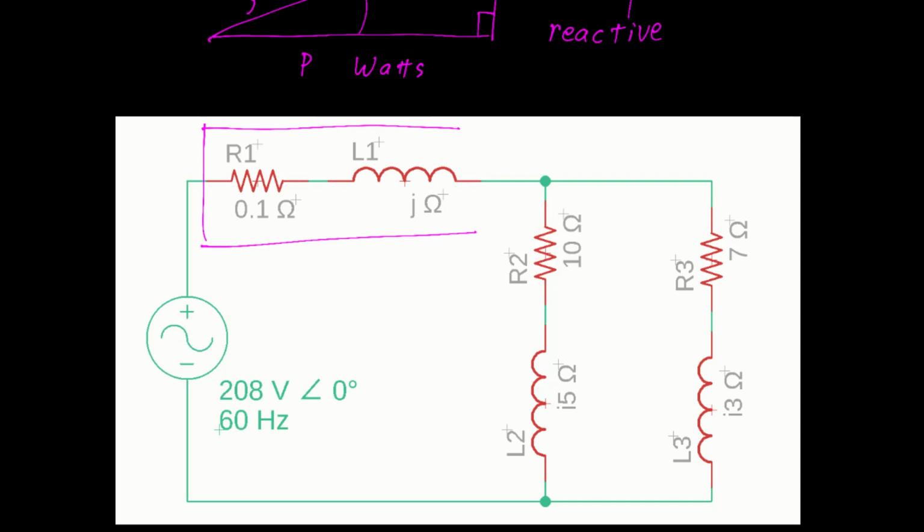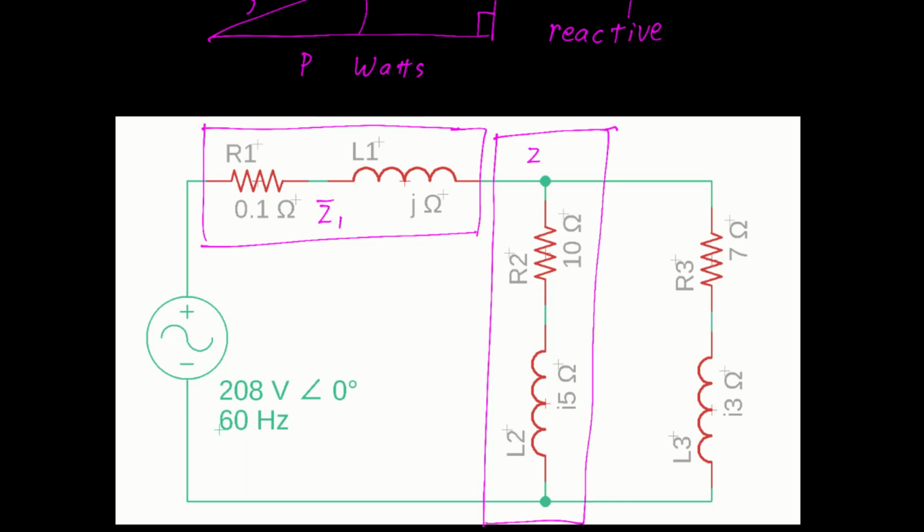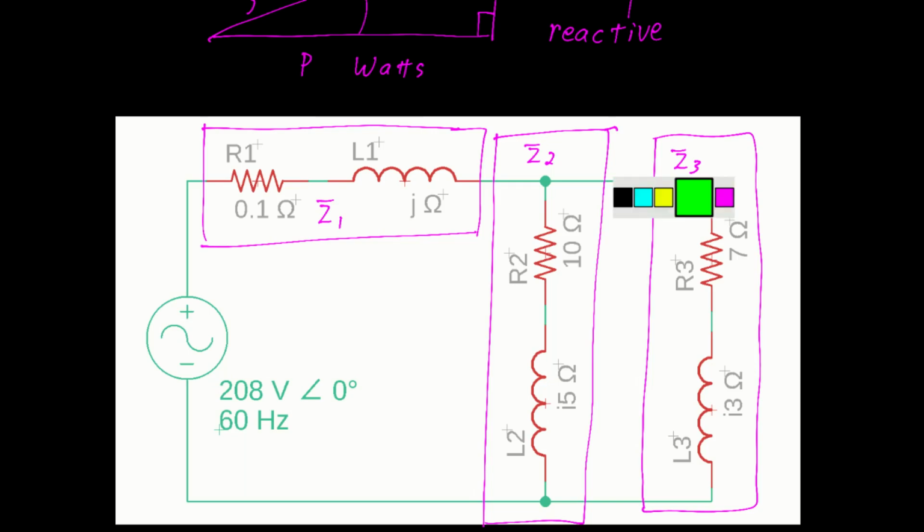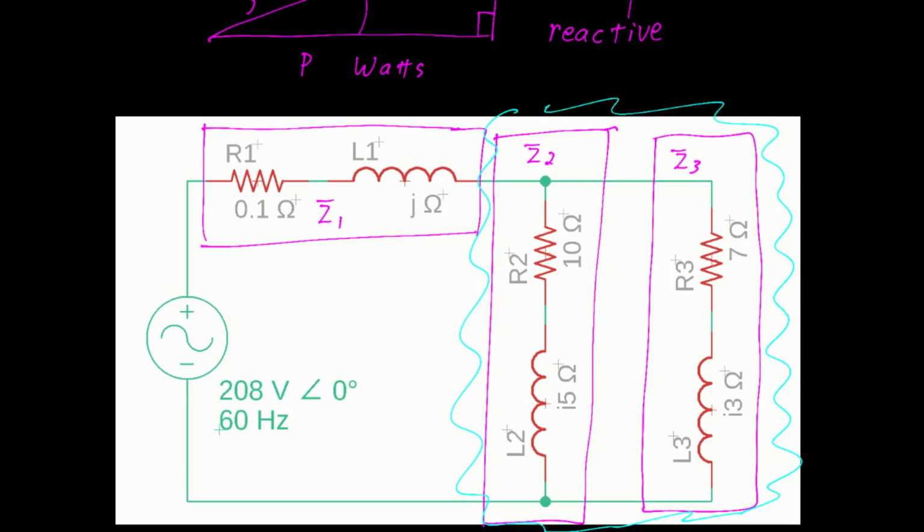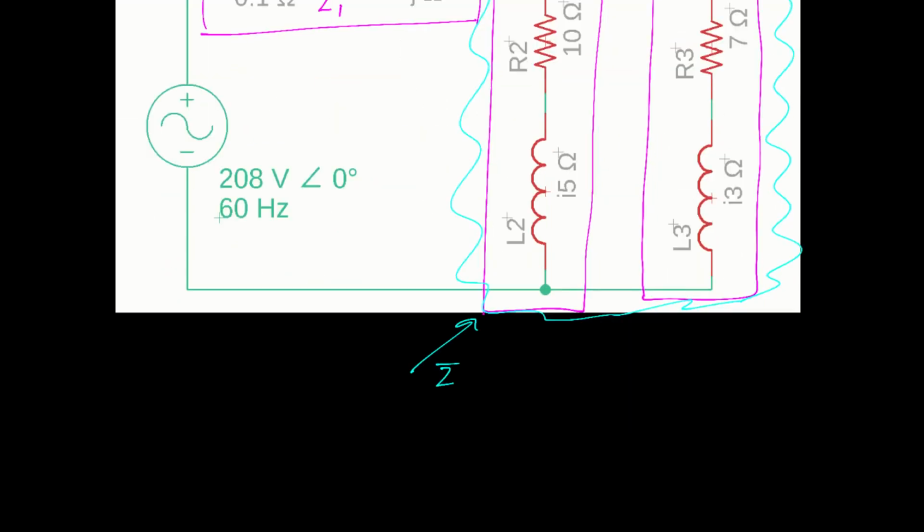As we start working on this problem, it's useful to break it into chunks. For example, here's impedance 1. We'll call this impedance 2, and we'll call this impedance 3. And one more. In teal, we're going to circle this thing, and we're going to call this the impedance of the box. So again, the impedance of the box is Z2 in parallel with Z3.